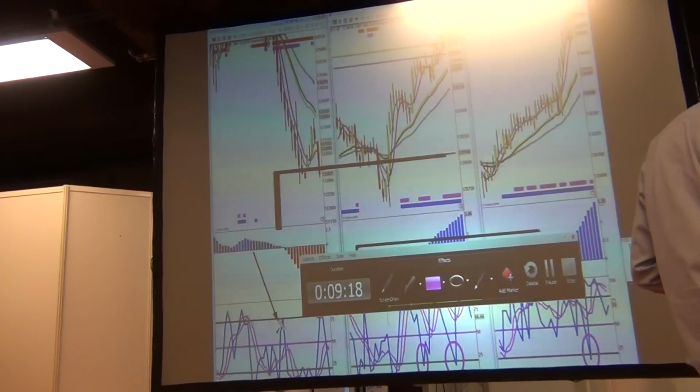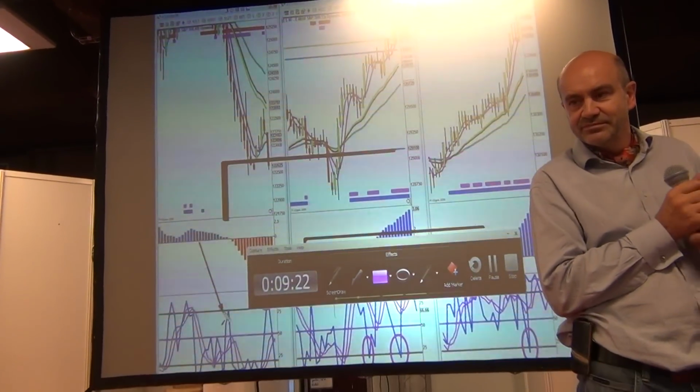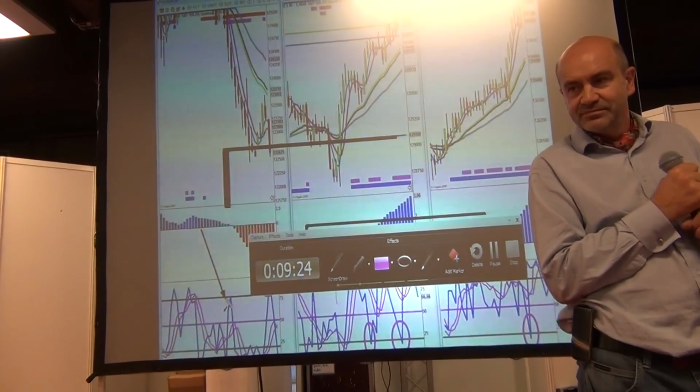What do you think? Sorry, I didn't get it. The sharp dressed man in the front. Sorry, I didn't get it. Do you think that's a good stochastic spike?